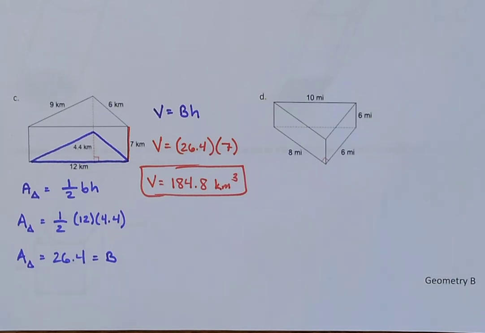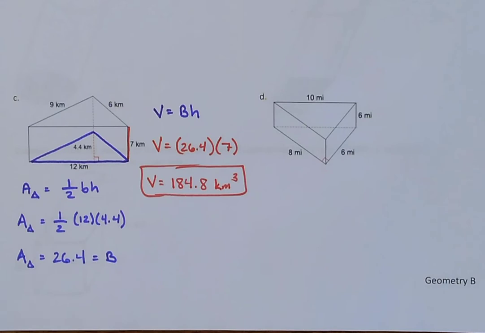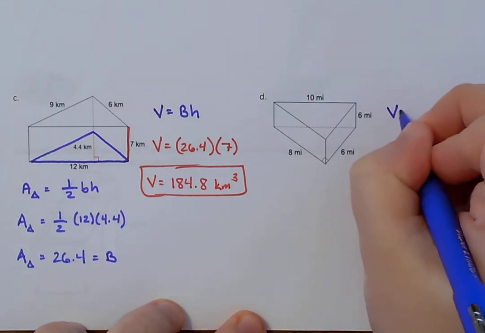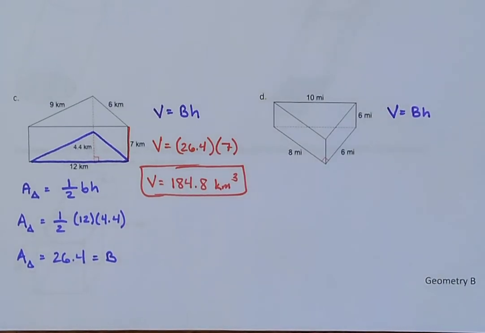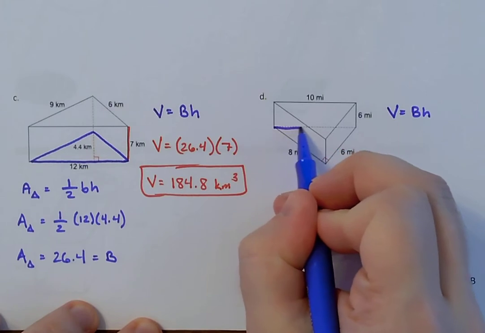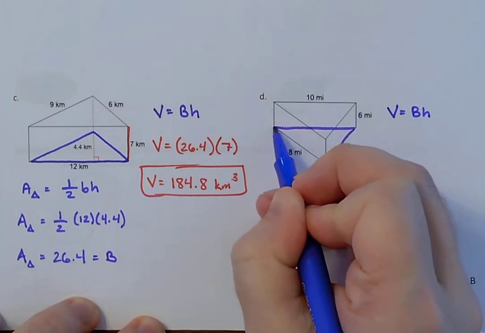All right, now for D, let's just practice one more. So we have a triangular prism again. So that means we need to use V equals capital B times H. So we need to figure out the area of the base. And the base in this prism is this triangle right here.